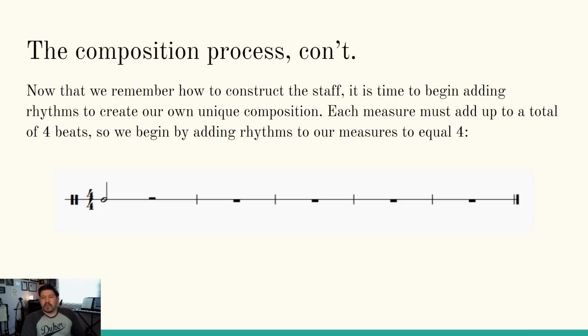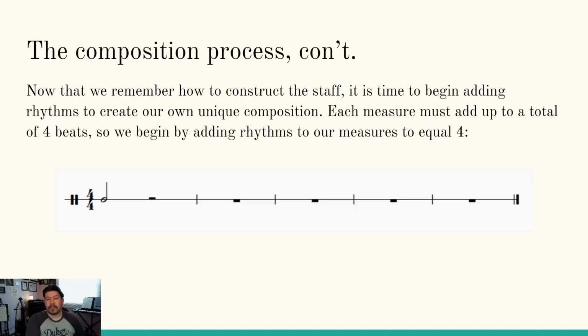So let's remember the process. So we remember how to construct the staff from last time, hopefully. We're going to add that time signature in. We're going to make sure that we're in 4/4. And we're going to make sure that each of our rhythms add up to 4. So we are going to make sure that each measure has 4 beats.